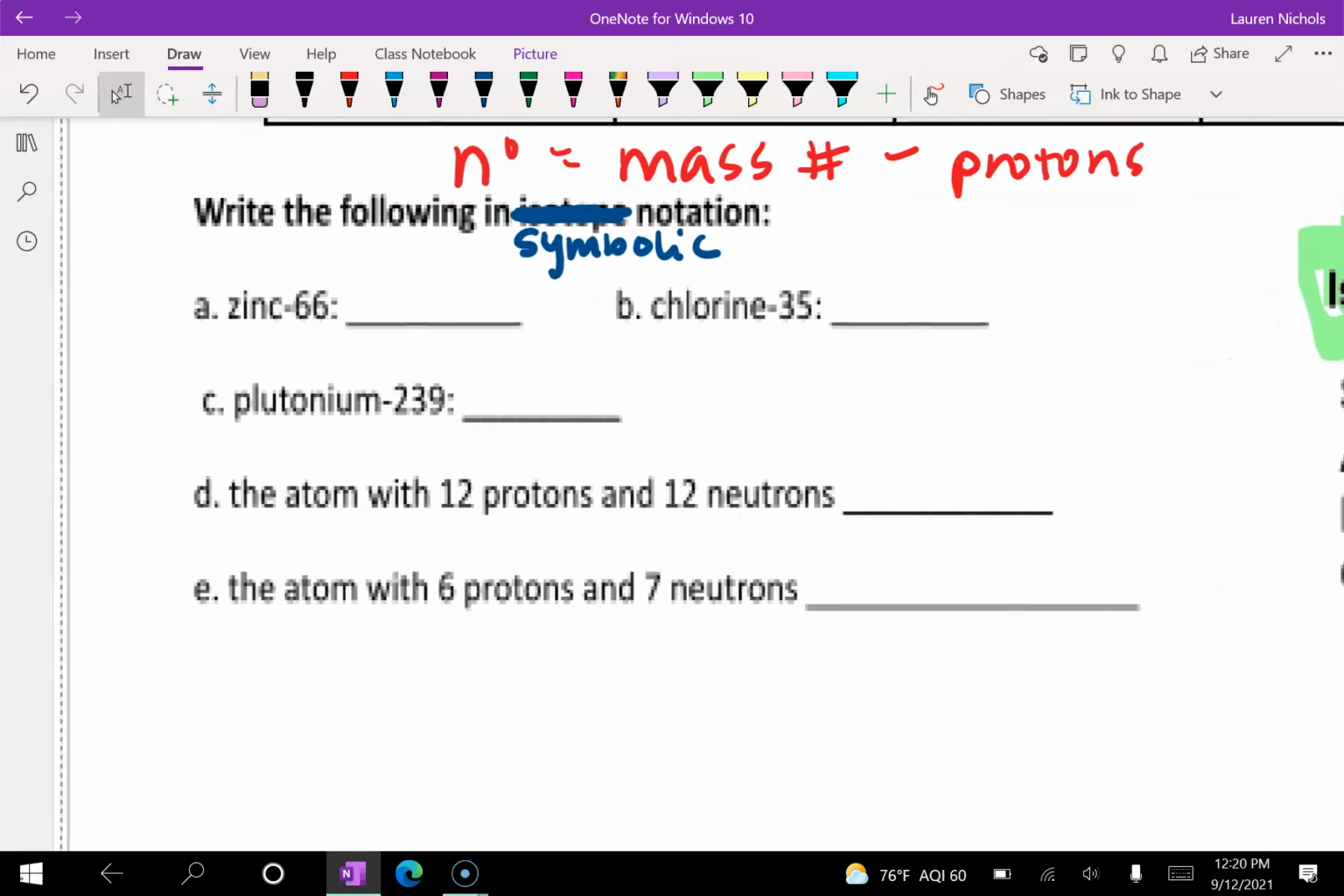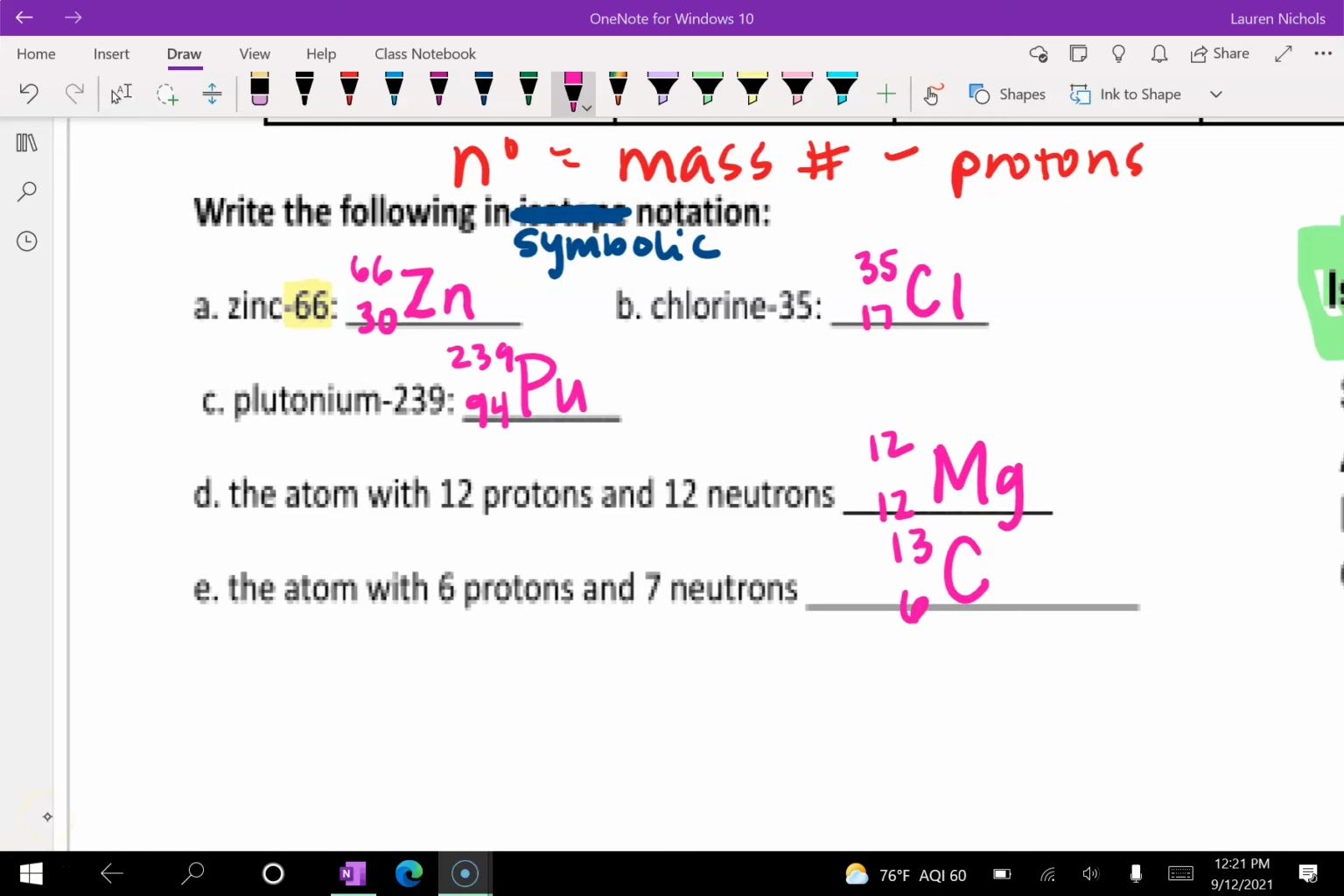So for zinc 66, if you find zinc on your periodic table, you'll know that zinc has a symbol of Zn with a capital Z. Its atomic number is 30. Because it says that it's zinc 66, we know that our mass number is 66, and they do not tell us anything about the number of electrons or whether or not there's a charge, so we assume it's neutral and we leave the charge area blank. So go ahead and pause the video and then press play when you're ready to check your answers.